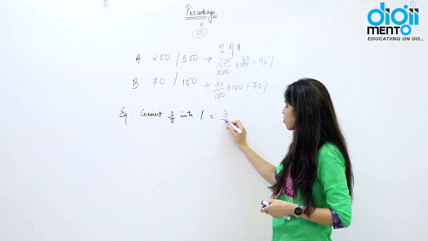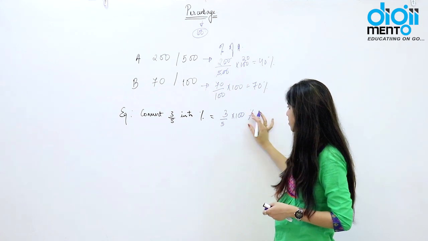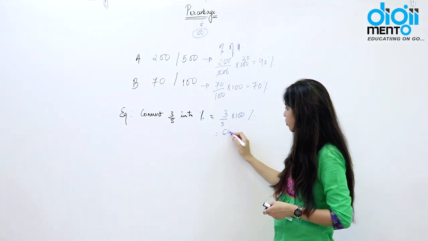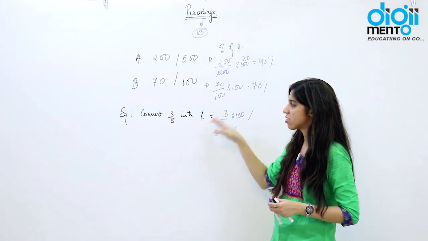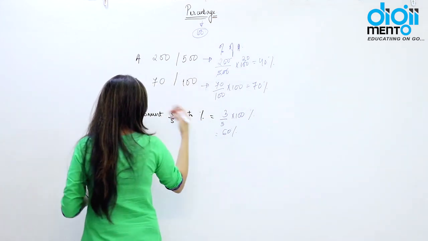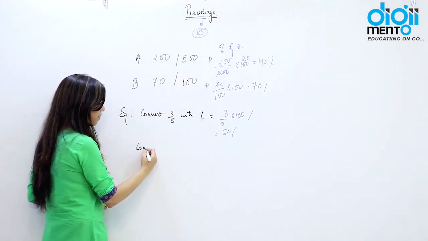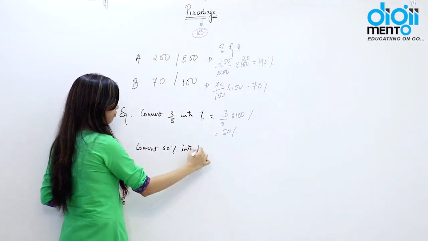So what do I do? I just multiply this 3 by 5 with 100 and put a percentage sign, right? So this is going to be 60%. This is how you convert fractions into percentage. Fine. And how do you convert a percentage back to fraction? Suppose I ask, convert 60% into fraction.